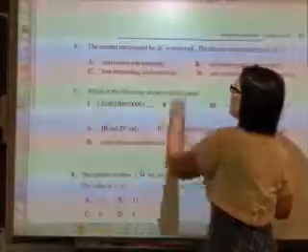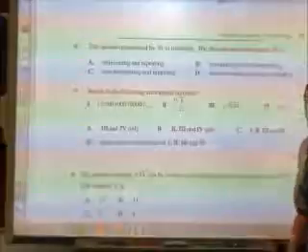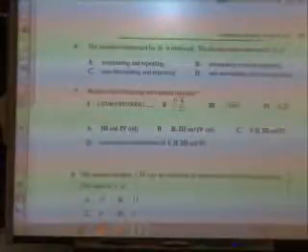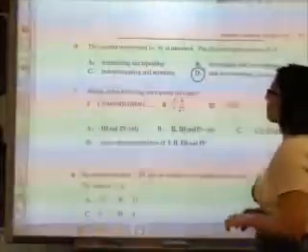Okay, if we take a look at question number 6, the number represented by this symbol, which we could even call x, is an irrational number, which means the decimal approximation of x would be what? Well, what's the definition of an irrational number? Irrational numbers are non-terminating and non-repeating. That's D.